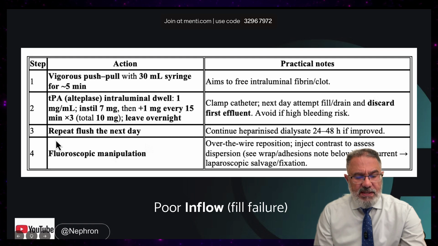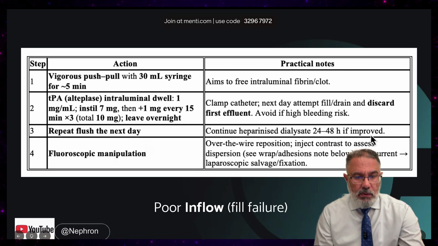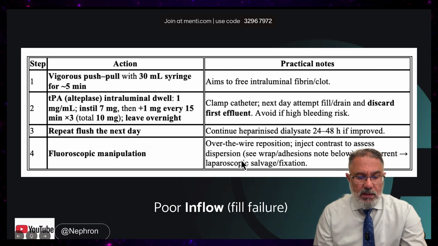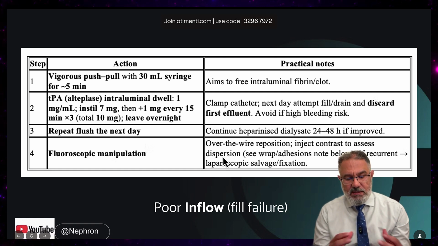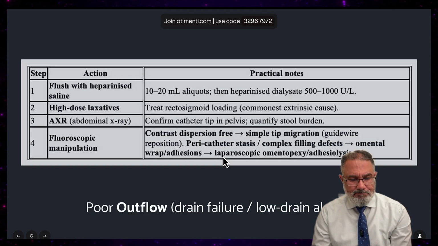Step 3, repeat the flush the next day. Continue heparinized dialysate for 24 to 48 hours. If there is an improvement, that will help resolve the problem completely. And the last step is fluoroscopy manipulation over a guide wire, injecting contrast to assess the dispersion and see if there's a wrap or adhesion. If there is, the diagnosis is wrap rather than intraluminal obstruction.